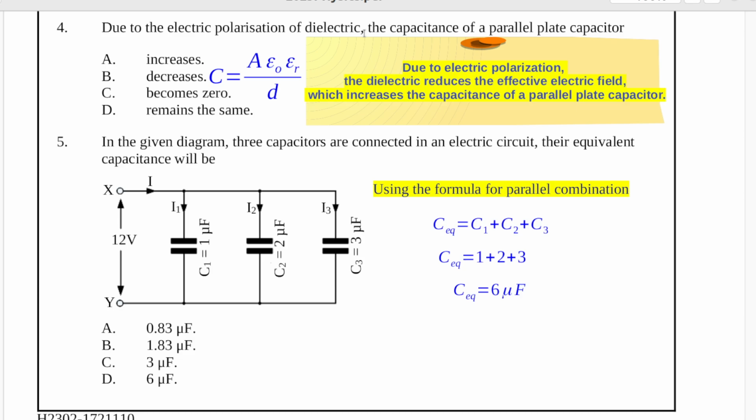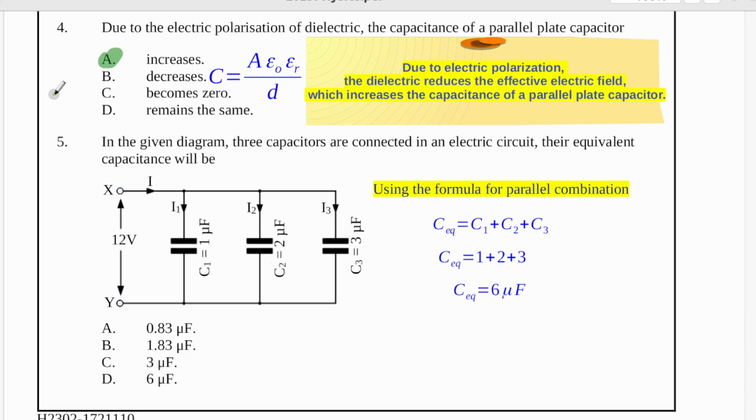The dielectric reduces the effective electric field, which reduces the potential difference between the parallel plates of a capacitor, which causes the increase in the capacitance of a parallel plate capacitor. So whenever the dielectric slab is inserted between plates of a parallel plate capacitor, we get the electric polarization, which results in the increase in the capacitance of a parallel plate capacitor.